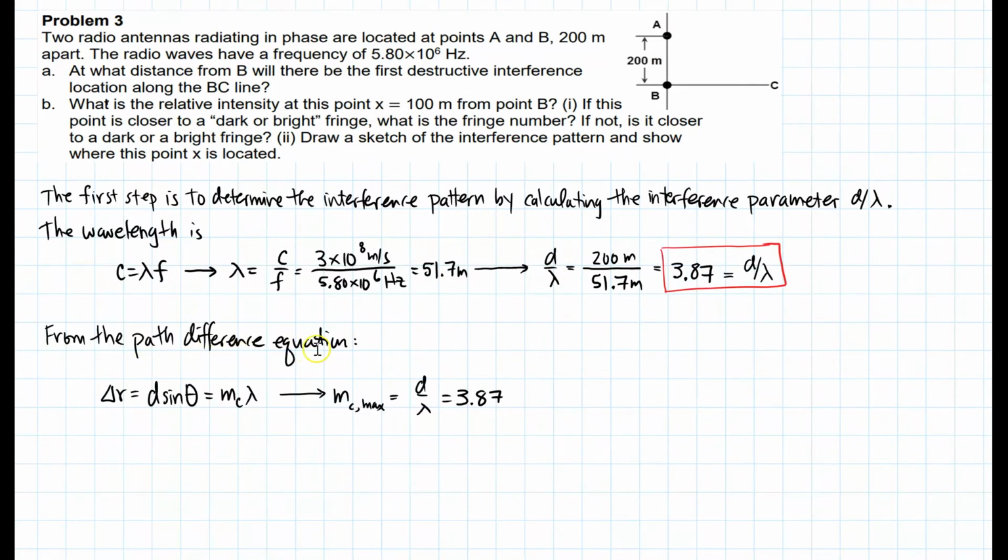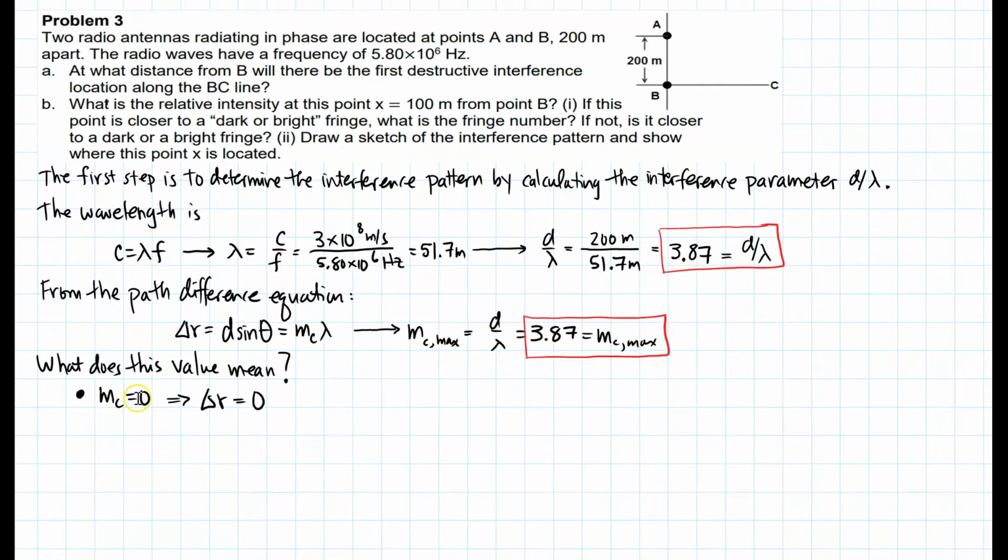In the path difference equation, delta r is d sine theta, which is equal to m_c lambda. My m_c maximum value is the diffraction parameter, which is 3.87. What does this value mean? m_c equals 0 implies that the path difference must be 0. The only way this could be true is if you're at infinity.